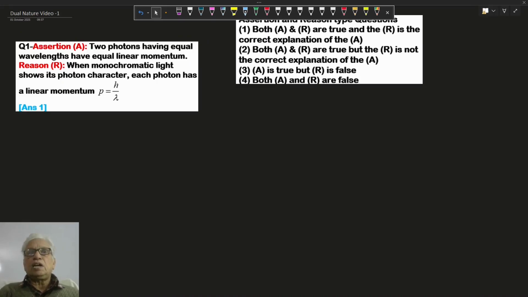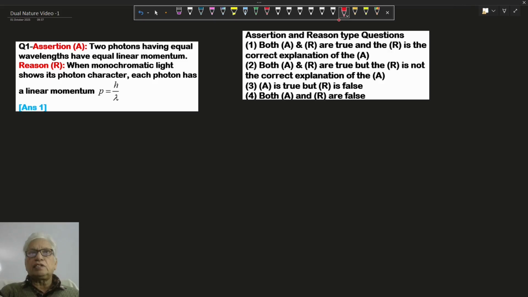These are assertion and reason type questions. Two photons having equal wavelength and linear momentum. If wavelength is the same and linear momentum p is also the same, then lambda equals h upon mv or p. So if lambda is the same, p is the same, so it is correct.